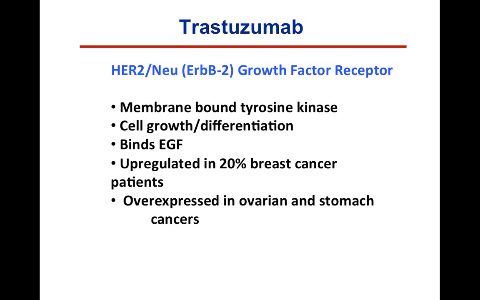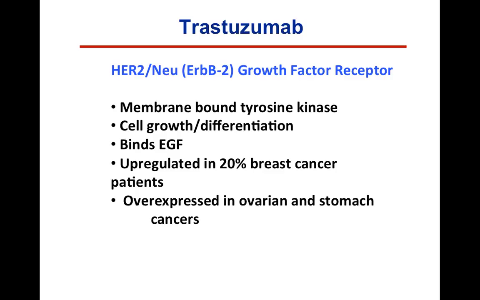Now, trastuzumab is another one. It's quite popular. This targets HER2/neu, which we talked about before. It's a growth factor. It's a very important growth factor, and it's a membrane-bound tyrosine kinase. It's involved in cell growth and differentiation, and when it gets stimulated, it can really lead to progression of the disease. And the higher amount of HER2 you find on the breast cancer cells, the more likely they are to become much more dangerous and metastatic.